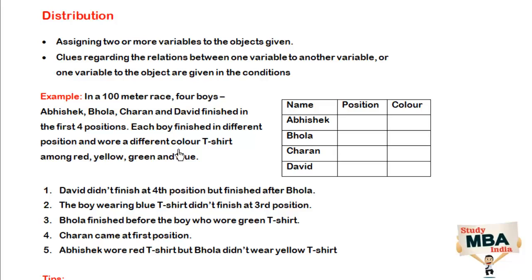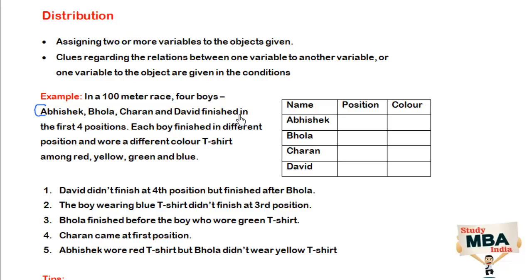one example. So here I am taking an example which says that in a 100-meter race there are 4 boys, say A, B, C and D, and they are finishing in 4 positions. So the positions will be 1, 2, 3, 4 obviously, and each boy finishes in a different position, and they are wearing different colors of t-shirts, and the colors of the t-shirts are red, yellow, green and blue, right? So here what we have to do is assign the position and the color of their t-shirts to the boys here.